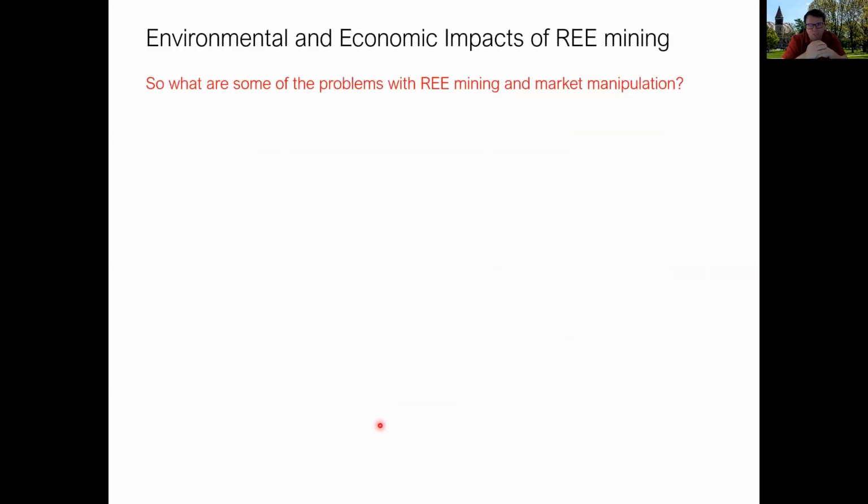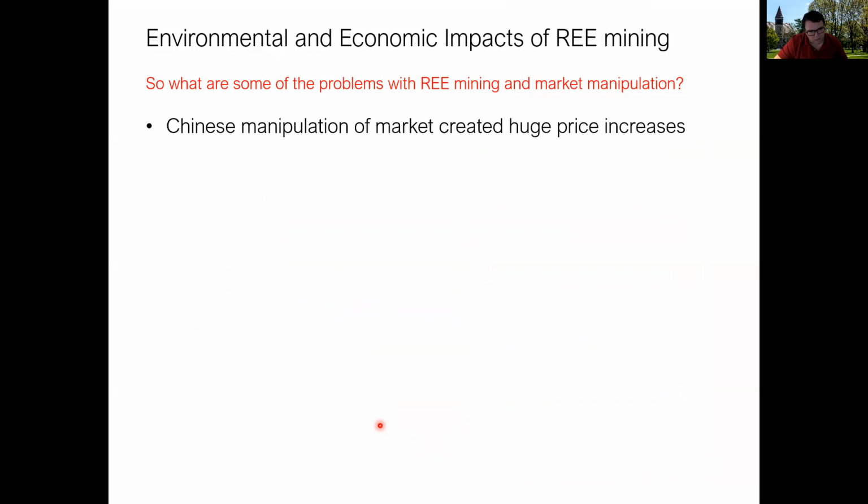So, what are some of the problems with rare earth element mining and market manipulation? What does this actually do? Of course, the challenge here is that the manipulation of the market, just like any other resource, creates huge uncertainty and creates huge temporary price increases, which disrupt product supply chains, disrupt companies that are working in this space, and make people uncertain about buying an electric car that they won't be able to repair or replace, for example.